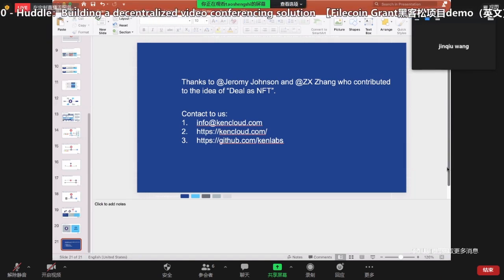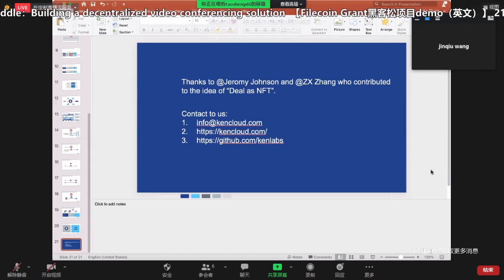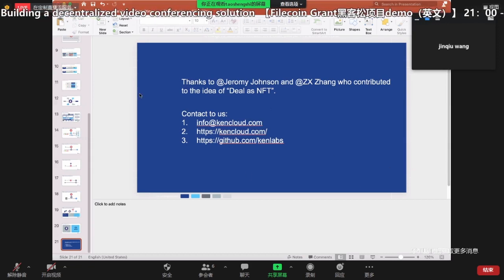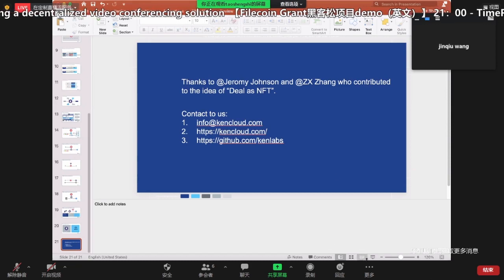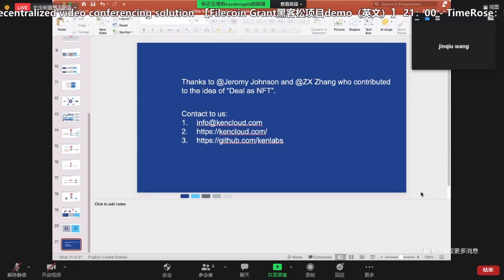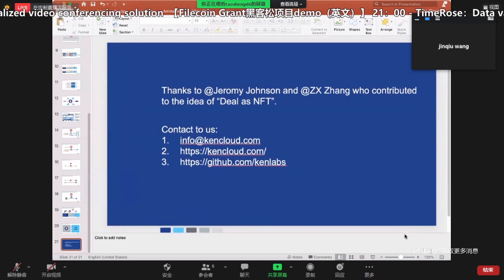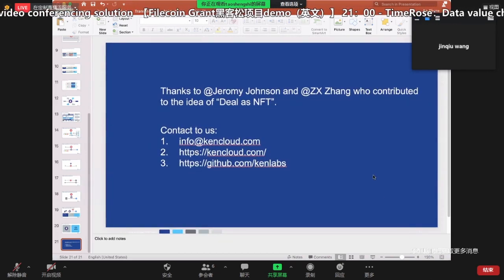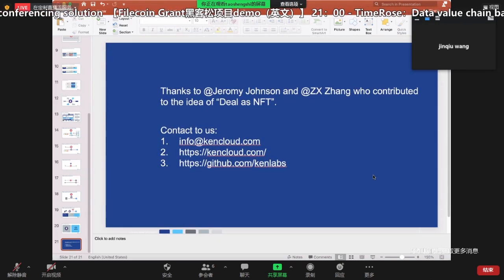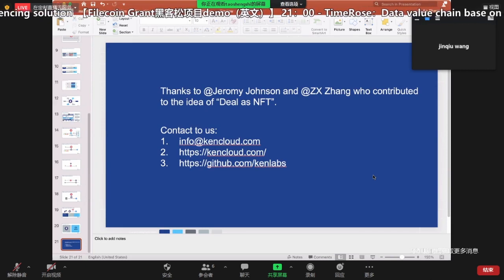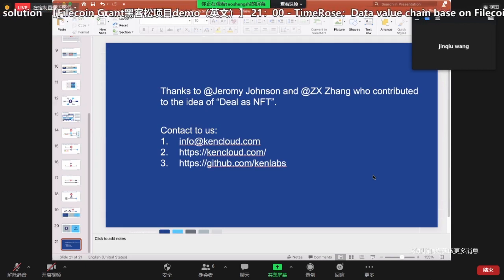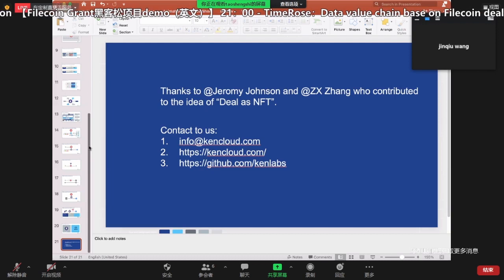So we can start from the name. I think TimeRose is a very beautiful name. So where does the name come from, and why? Because you describe TimeRose as a data value chain, how do TimeRose and the data value chain combine with each other?